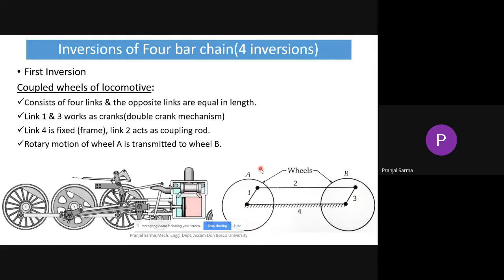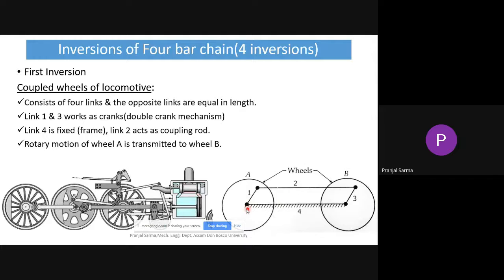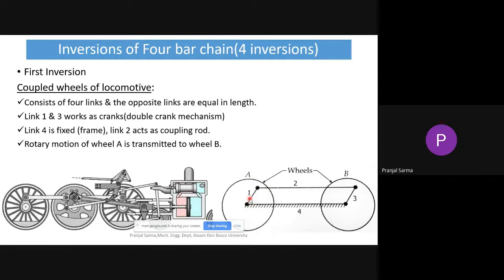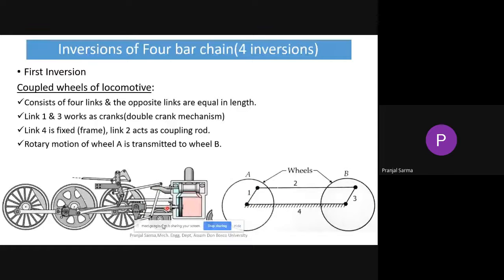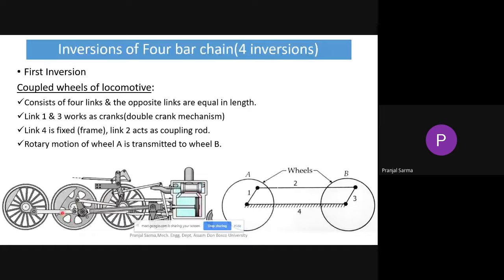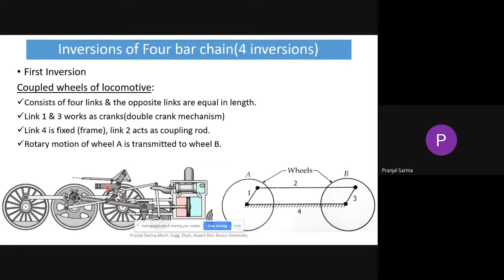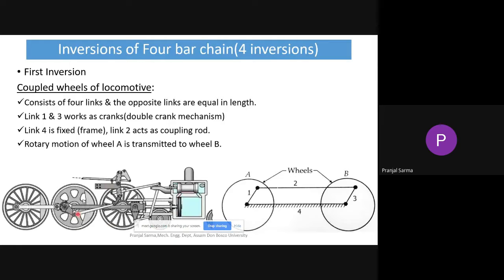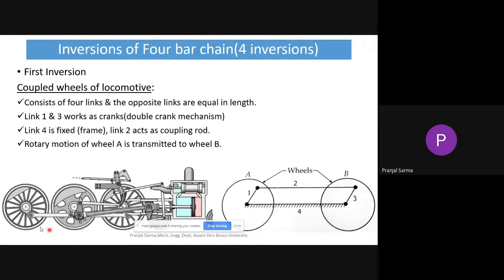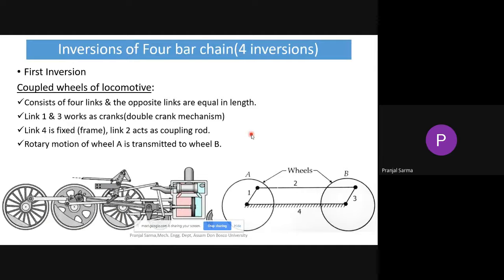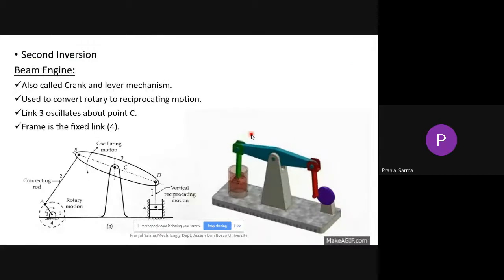There are certain advantages of coupling those wheels. One is that the tractive force can be increased. Similarly, the slip that might happen on the rail can be decreased. So I believe from the figure and this particular GIF video, it is evident how these coupled wheels are working. So this is about the first inversion.